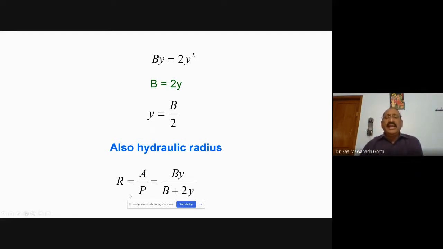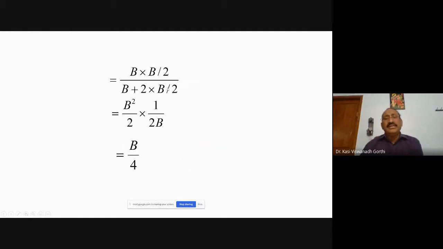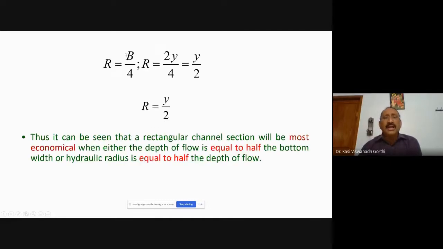Also, if you compute hydraulic radius, R is equal to A by P. A, the wetted area, B into Y, divided by wetted perimeter, B plus 2Y. Substitute now, wherever Y is there, B by 2. So B into B by 2, divided by B plus 2 into B by 2. So you have B by 4. So hydraulic radius R is equal to B by 4. B is equal to 2Y, and if you substitute here, 2Y by 4 or Y by 2, which gives you hydraulic radius R equal to half of the depth of flow.